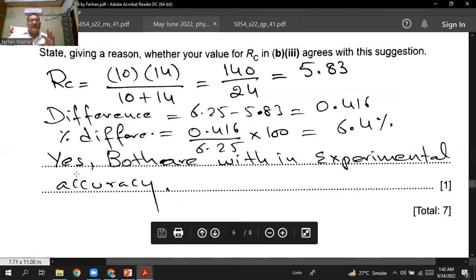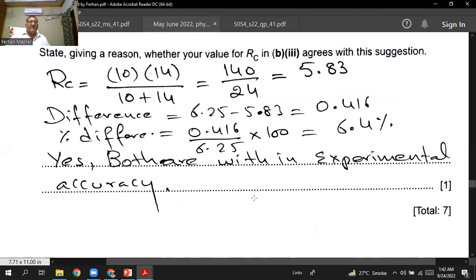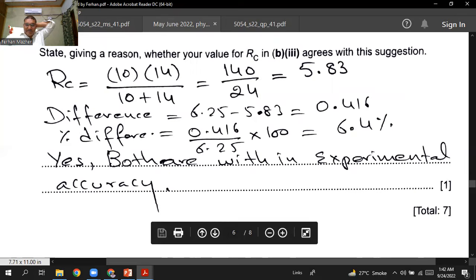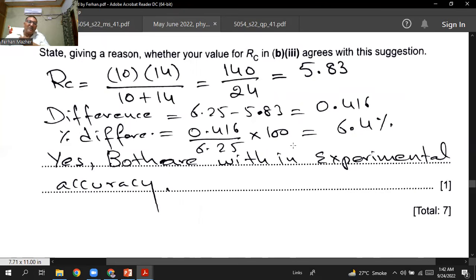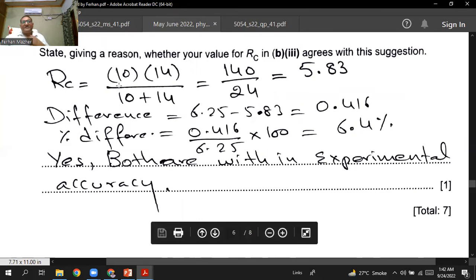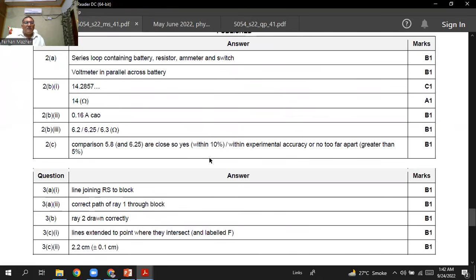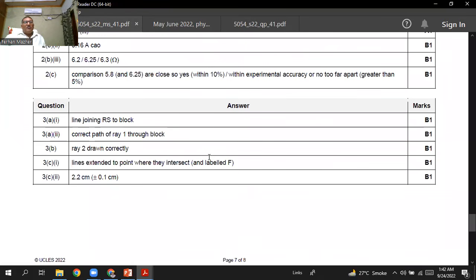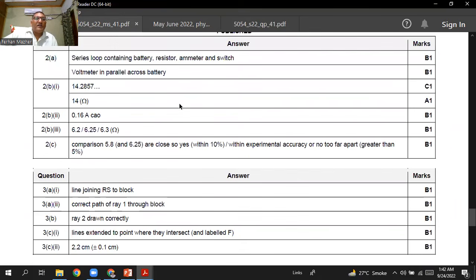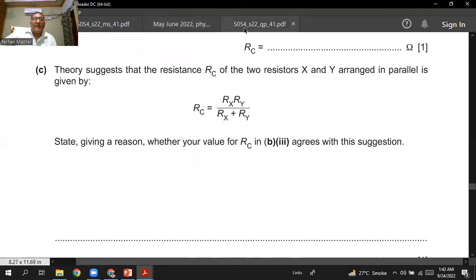If the difference is up to 10%, it's not negligible, I mean it's acceptable. That difference is acceptable, so this is within the acceptable limit. This is only a 6.4% difference, so we will say yes, both are within the experimental accuracy. Okay. So that is how you will do question number 2, part C. I hope you understand.